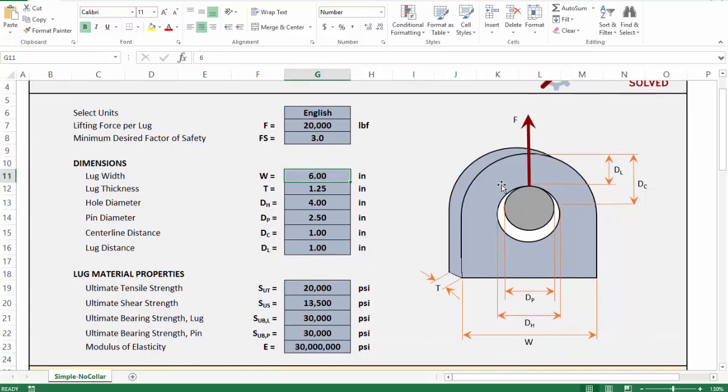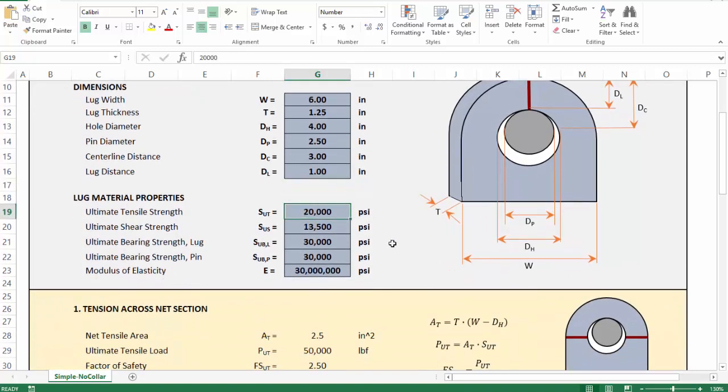Then we have, let's say, a 6-inch wide lug with a 1.25-inch thickness, a 4-inch hole diameter here, and a 2.5-inch pin diameter. The center line distance from here to here should probably be half of your width, so let's set that at 3. And your lug distance would be here to here. That would probably be 6 minus 4 divided by 2, which is 1. So that's about right. You can move it a little bit closer if the hole is offset, say a little bit closer to the edge here, but let's just leave it at 1 and assume that the hole is concentric with the shape of the lug.